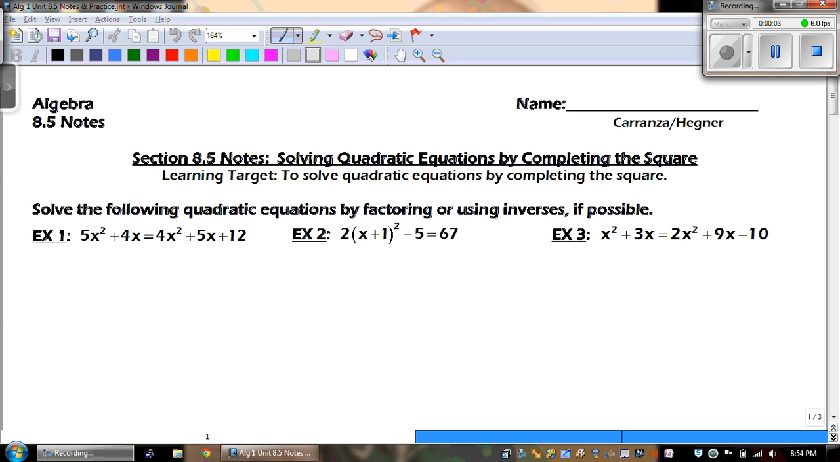Hey guys, this is Mr. Grice for Algebra Unit 8.5 Notes. Today we're talking about solving quadratic equations by completing the square. Our learning target today is to solve quadratic equations by completing the square.